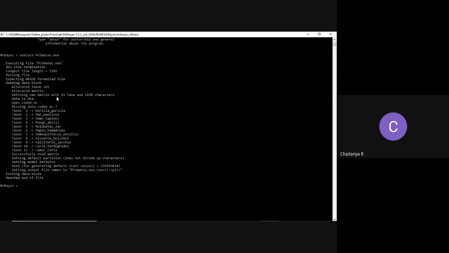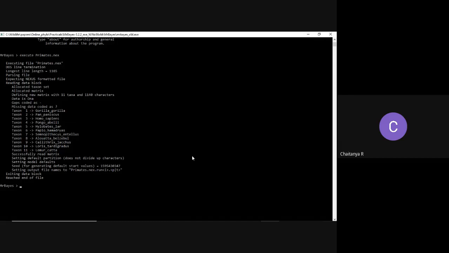So here, MrBayes has read my nexus file and said there are 11 taxa, and the number of characters in each sequence is 1140. So this should be accurate. You need to be awake when all this is happening. And here, it also gives you some seed value and so on and so forth, basically to be able to start your Markov chains and things like that.